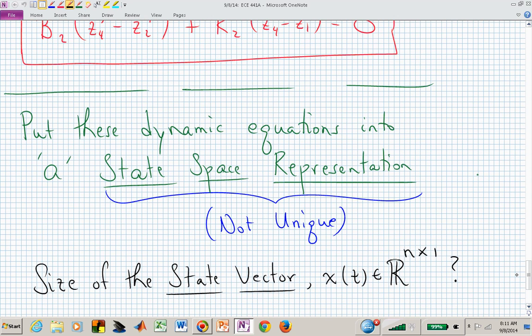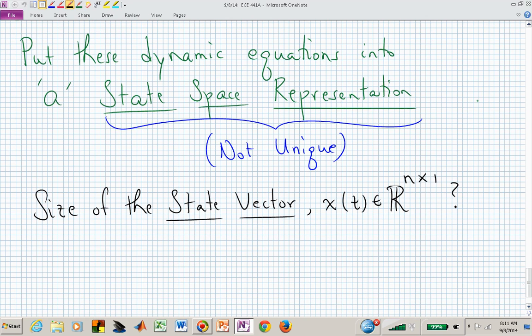What we want to do now is put these dynamic equations into a state space representation, which is not unique. And the first thing that we probably want to do is think about the size of our state vector x, which is this tall, thin column. It has n rows. But then it's a column vector, so it's n by 1. We need to know what n is.